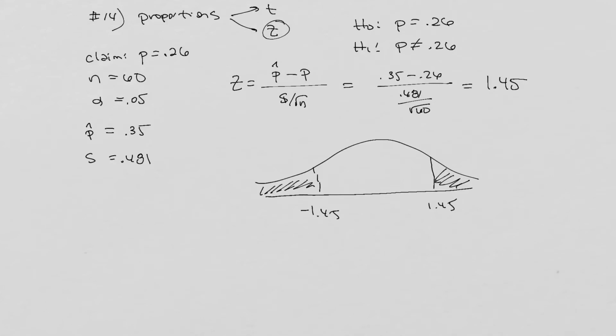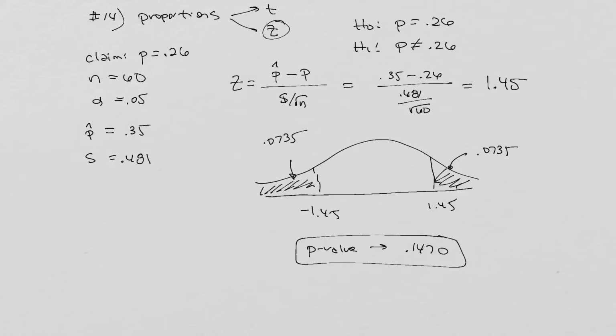Right. So if we looked up the negative 1.45 in our charts, you get 0.0735. So due to symmetry, that's also going to be 0.0735. So my p-value, if we add those together, multiply it by 2, however you want to do it, I get 0.1470.